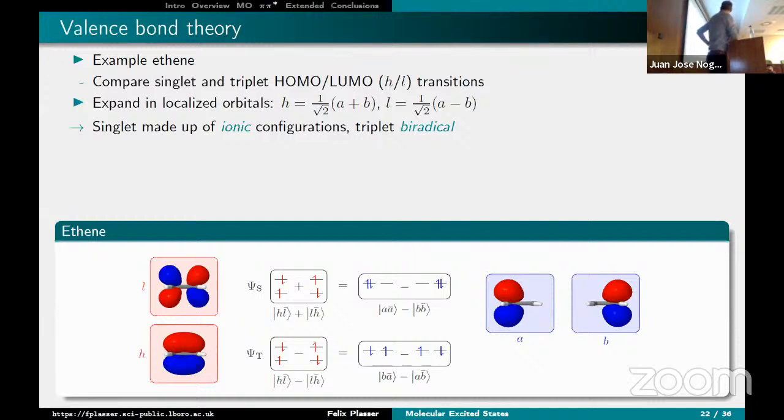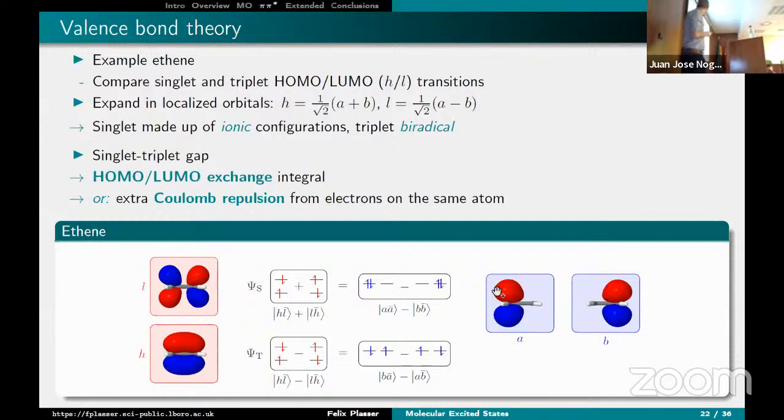So that's the difference between singlet and triplet. Singlet is ionic, triplet is biradical, and that always holds for HOMO-LUMO transitions in alternating hydrocarbons. If the HOMO and the LUMO are basically on the same atoms, just with a different nodal structure, then you can always express it in this way, where the singlet is ionic and the triplet is biradical. And this gives you a nice interpretation for singlet-triplet gaps.